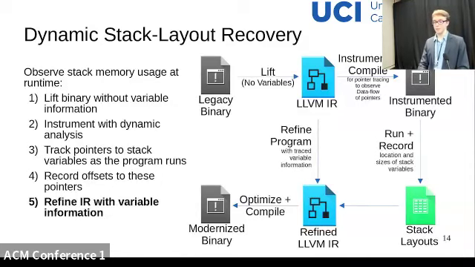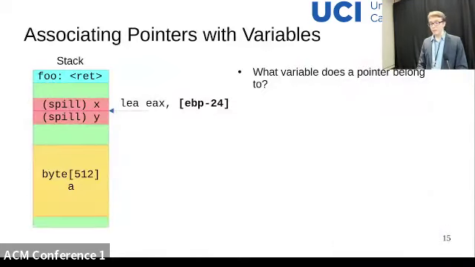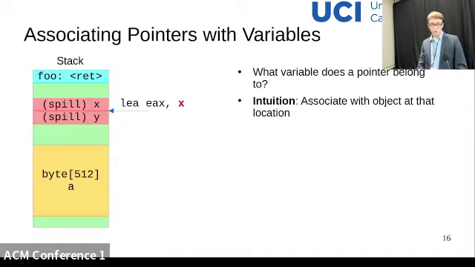Now, this last step seems simple. After all, we have already produced a layout of each stack frame, but it deserves some more attention. So when a function computes a pointer derived from the stack pointer, what variable do we associate it with? And intuitively, we would associate it with the spilled variable x in this example, since it points right to where x is allocated. And usually that is correct.